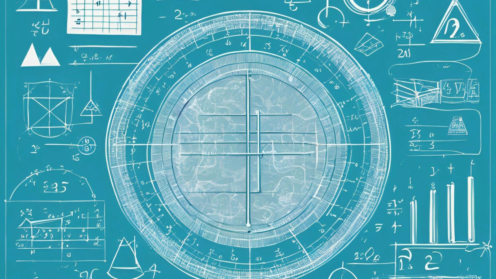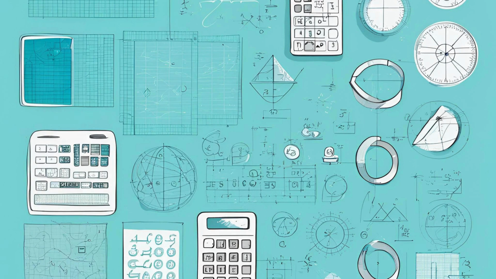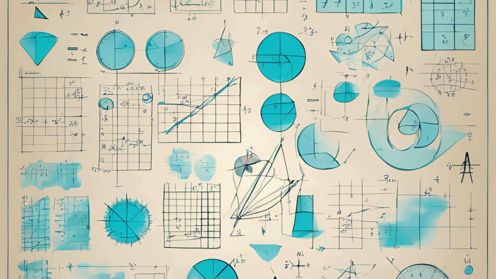Next question, what is 455 divided by 7? Okay, that one might require some long division, but the answer is 65. 65, that's right.